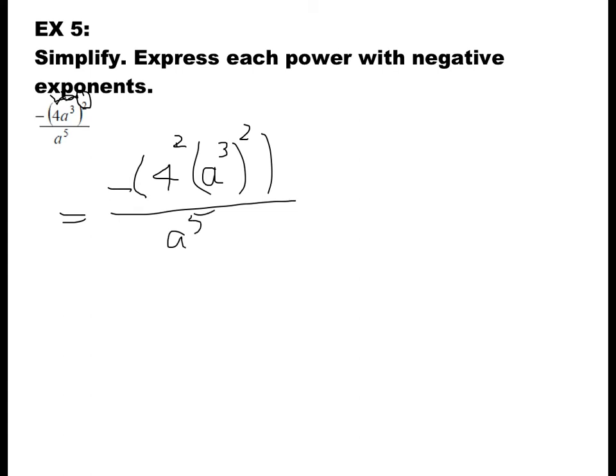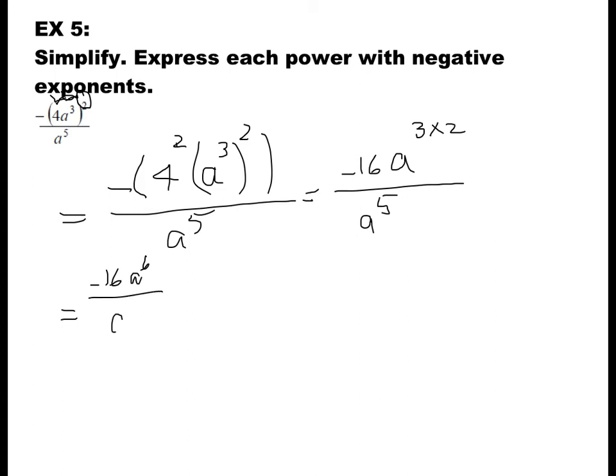Now I'm going to simplify 4 exponent 2. 4 exponent 2 is 4 times 4, which is 16. And there is a negative outside the bracket, so I get negative 16. Now, a exponent 3 exponent 2, power to power. You multiply exponents. So I'm going to have a exponent 3 times 2 divided by a exponent 5. Now, a exponent 3 times 2 is a exponent 6 divided by a exponent 5.